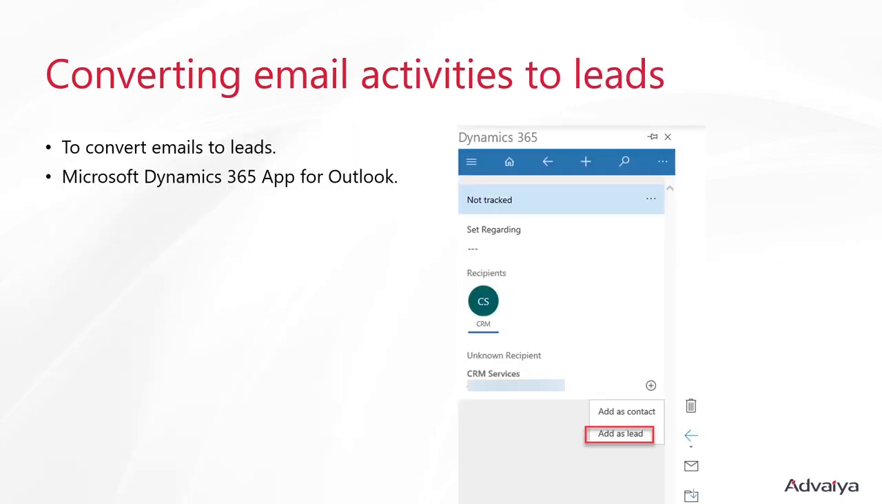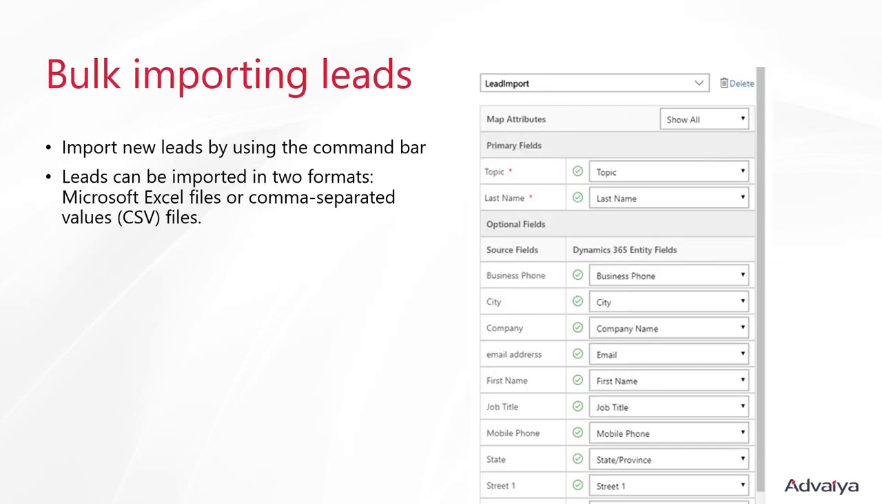Converting email activities to leads. Another way to create lead in Dynamics 365 Sales is to convert emails to lead. You can convert an email to a lead directly in the Sales application or in the Microsoft Dynamics 365 app for Outlook. Bulk importing leads. Import new leads by using the command bar. Leads can be imported in two formats, Microsoft Excel files or comma separated files, that is CSV files. Just make sure the fields are properly mapped.